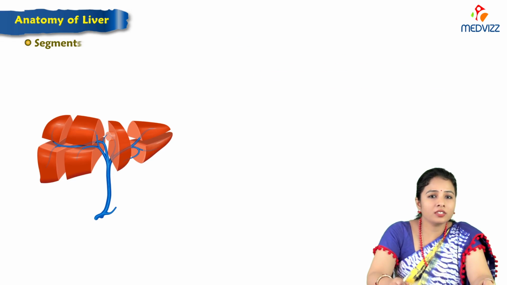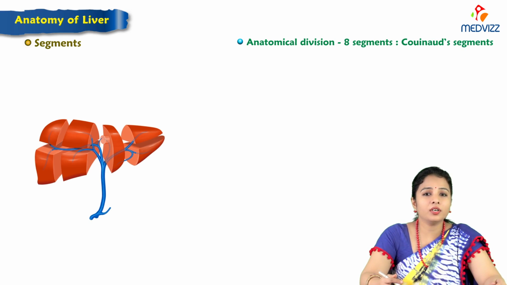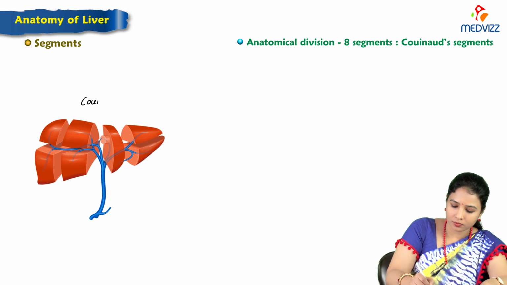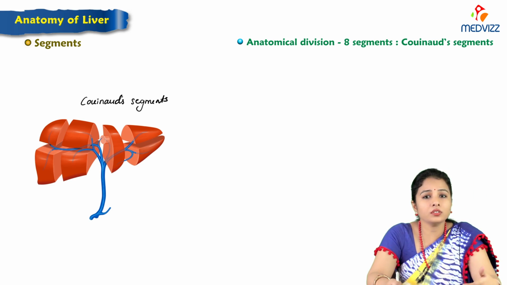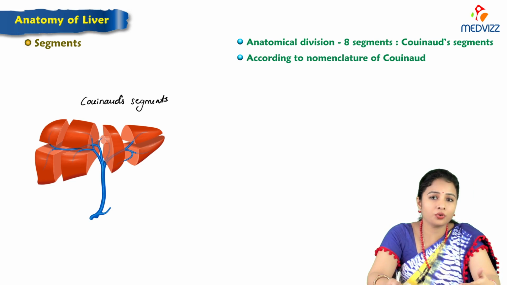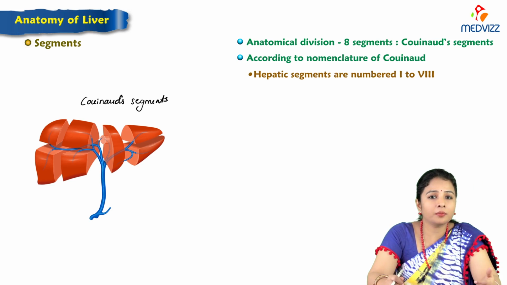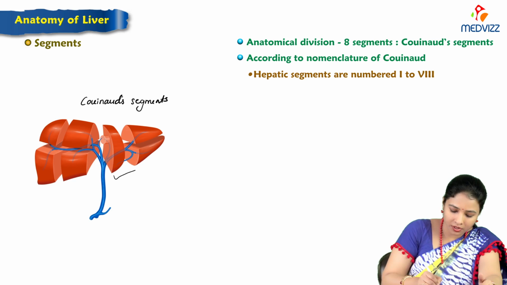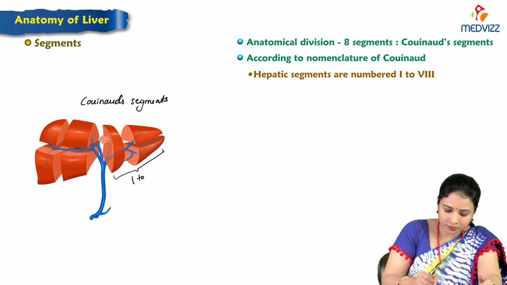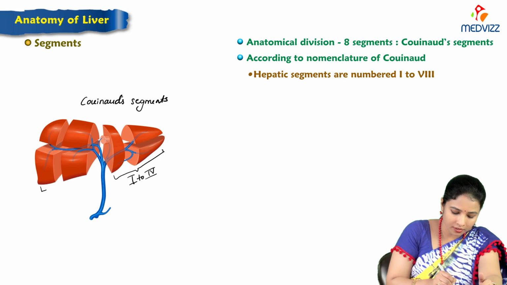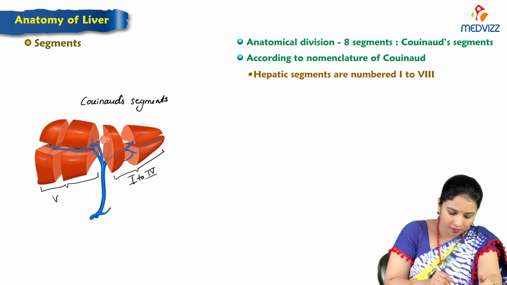Let us understand about the segments of liver. Anatomically, liver is divided into 8 Couinaud segments. According to the nomenclature of the Couinaud, the hepatic segments are numbered 1 to 8. First to 4 are in the left hemiliver and 5 to 8 are in the right hemiliver. So here 1 to 4 and in the right hemiliver 5 to 8.